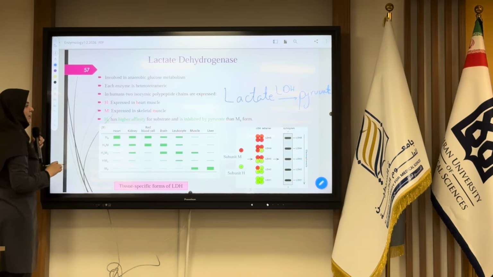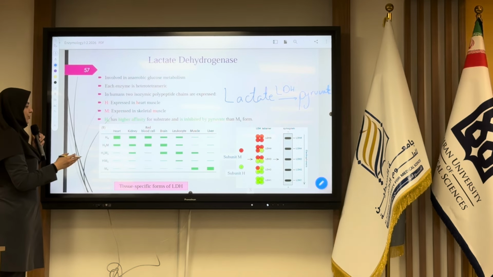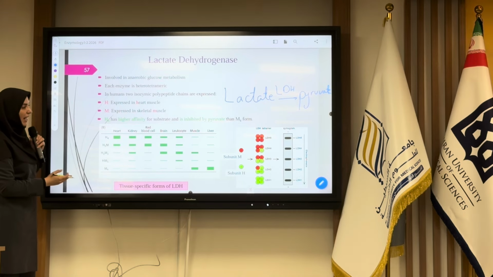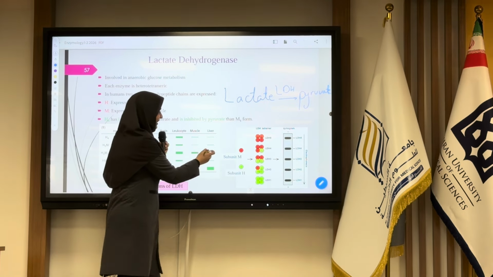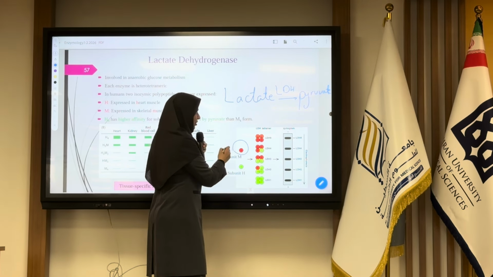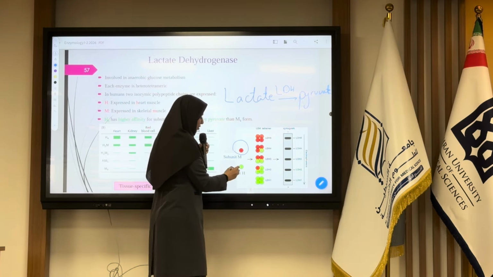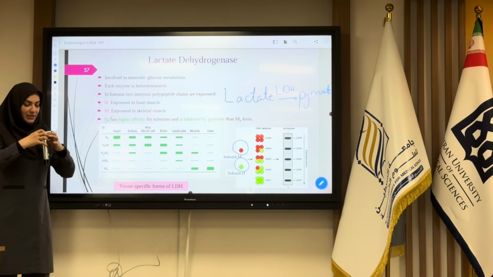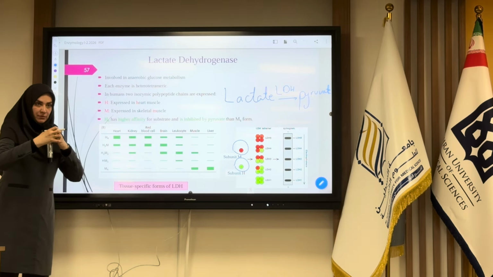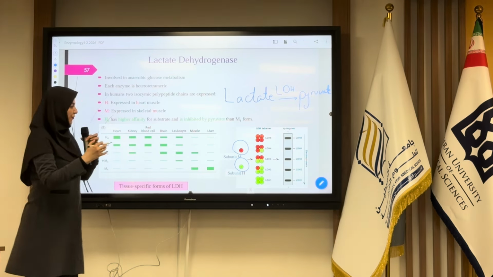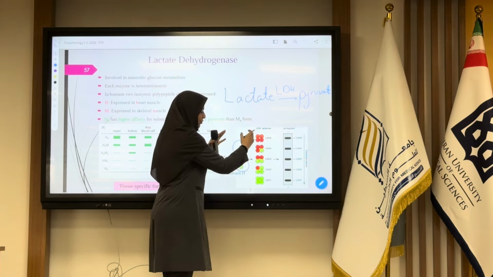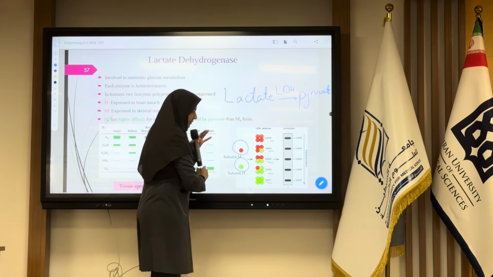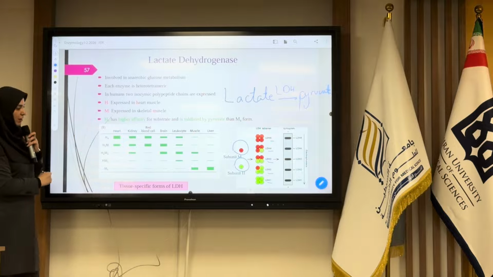For example, lactate dehydrogenase 1, 2, 3, 4, 5. Okay? We have different forms. For example, this is the M. M means it originates from muscle, H originates from heart. Okay? At first, you should know that the enzyme is a tetramer. By combination of M and H, you have the 1, 2, 3, 4, 5 forms of lactate dehydrogenase.